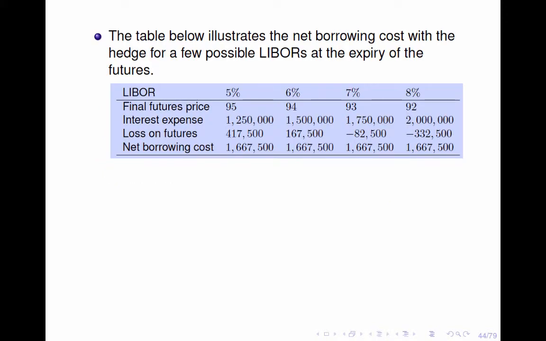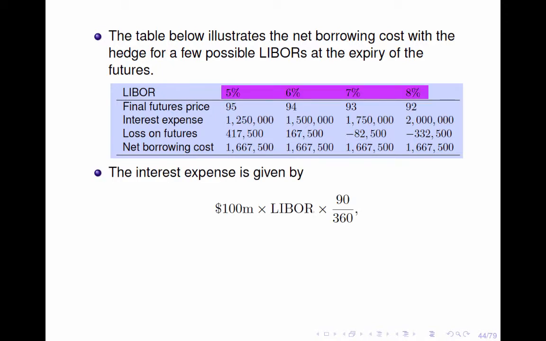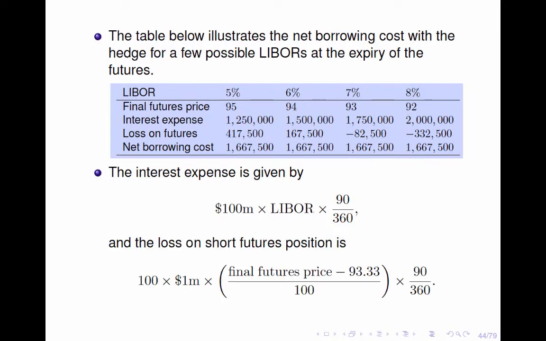The table below illustrates the net borrowing cost with the hedge for a few possible LIBORs at the expiry of the futures. For a given prevailing 3 months LIBOR, the corresponding interest expense can be calculated using the following formula. At the same time, the profit or loss on the short position is also revealed. The net borrowing cost can thus be determined, and we can see that we have successfully locked in a fixed borrowing rate at 6.67% through the short hedge.